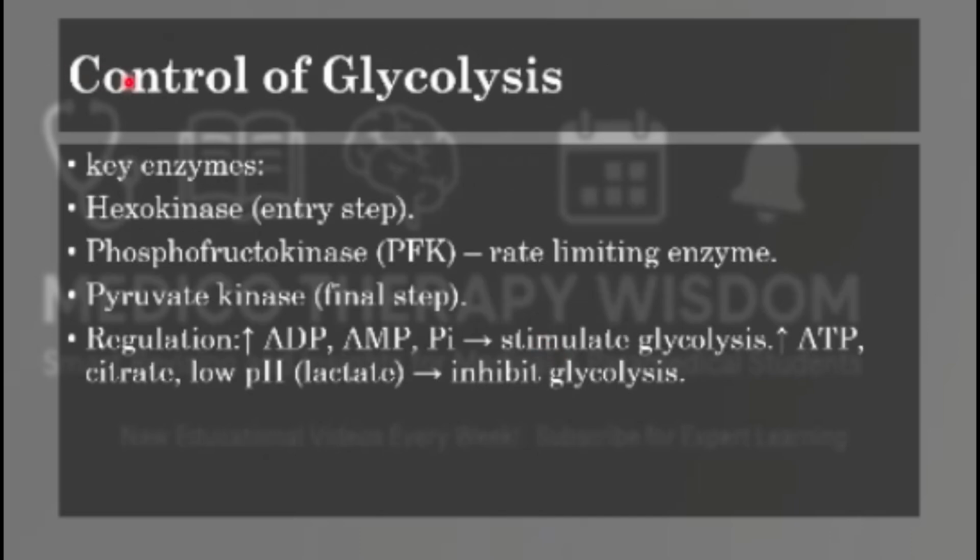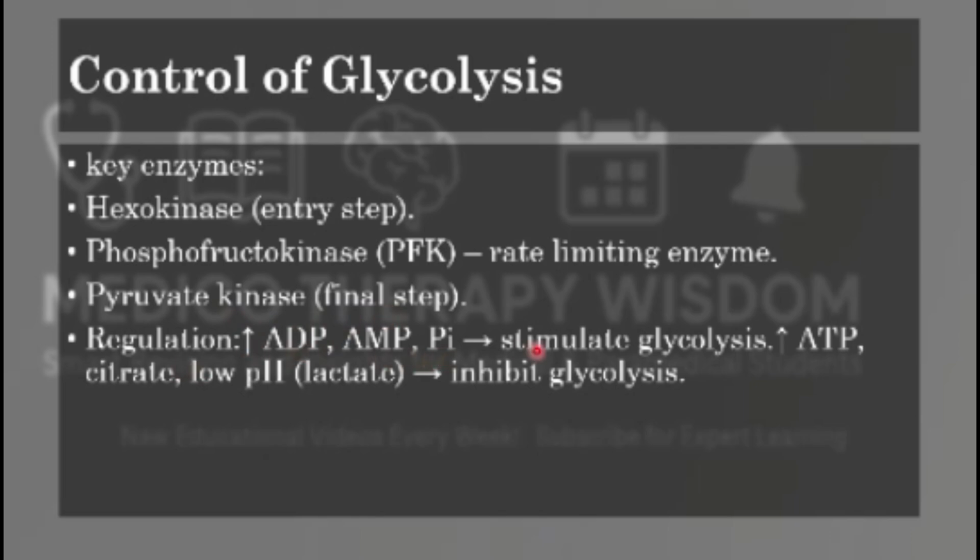Now the next is the control of glycolysis. In glycolysis, the key enzyme in the entry step is hexokinase. During the starting stage, the first enzyme that gets activated is hexokinase. Then the rate-limiting enzyme is phosphofructokinase, PFK. And then the final step is pyruvate kinase. So the entry step is hexokinase, the rate-limiting enzyme is phosphofructokinase, and the final step is pyruvate kinase. And how will it regulate?